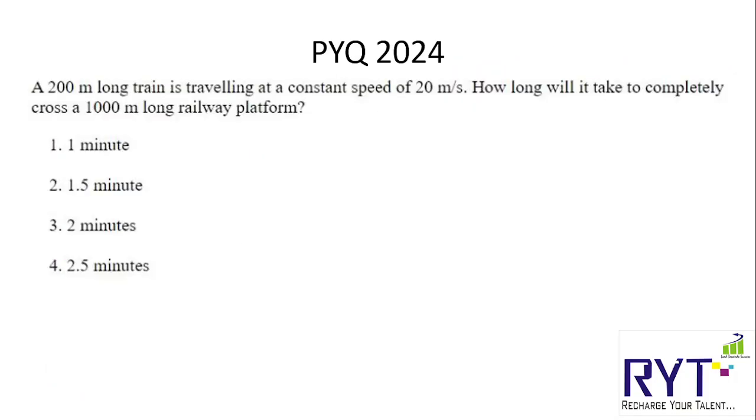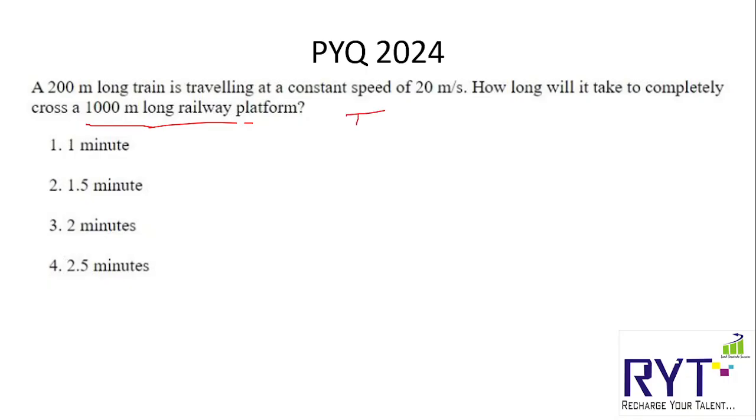Next, one more question. A 200-meter long train is traveling at a constant speed of 20 meters per second. How long will it take to completely cross a 1000 meters long railway platform? I have made a video on problems on trains, so please go through that. You will understand in a better way. But anyway, I'll help you understand here.